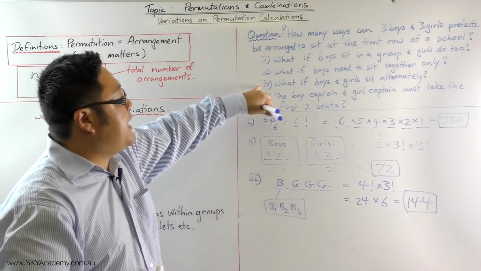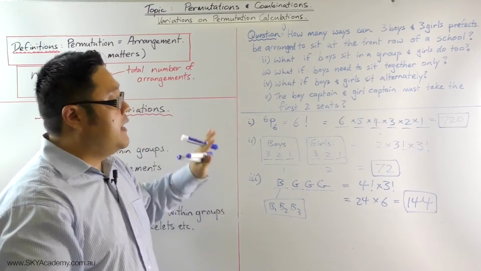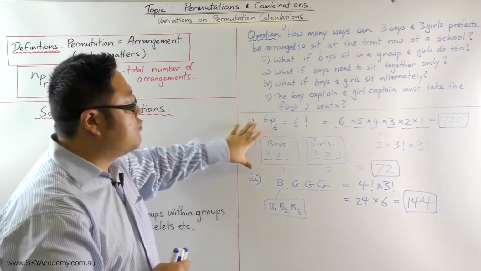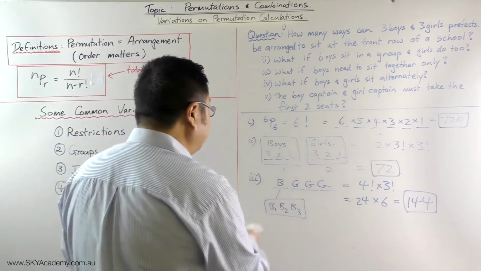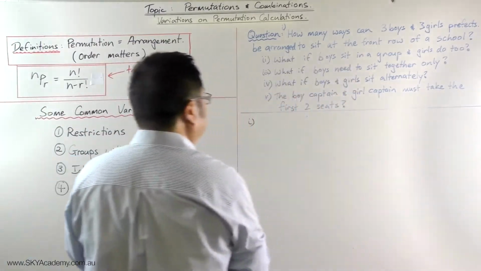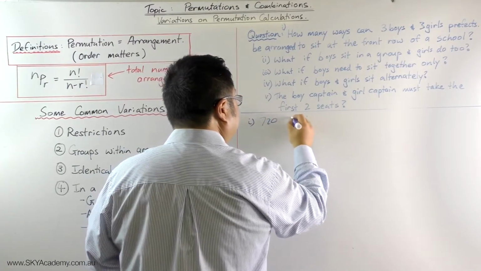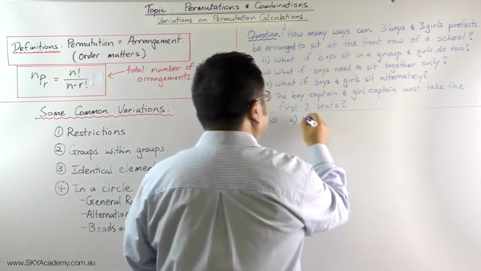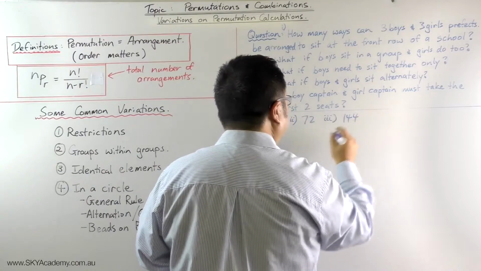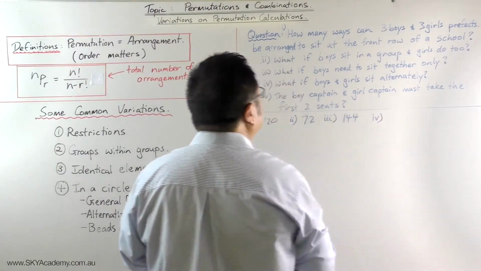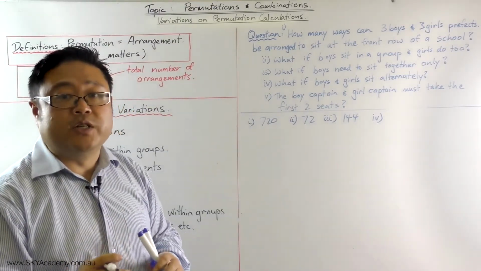Let's have a look at part 4, right? And what I might do to do part 4 is rub this out. So just bear with me here. So the answer for part 1 was 720. The answer for part 2 was 72. The answer for part 3 was 144. And the answer for part 4, which is what we're going to work out, is what happens if the boys and girls sit alternately, right?